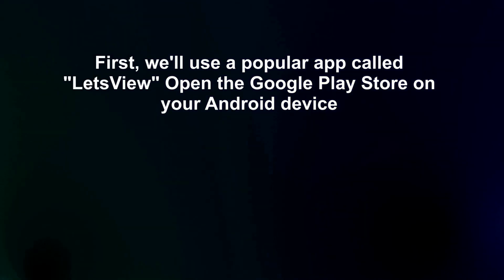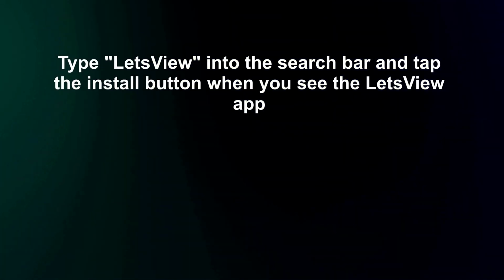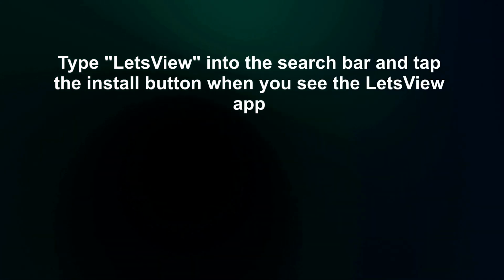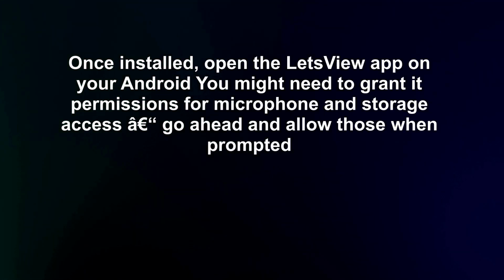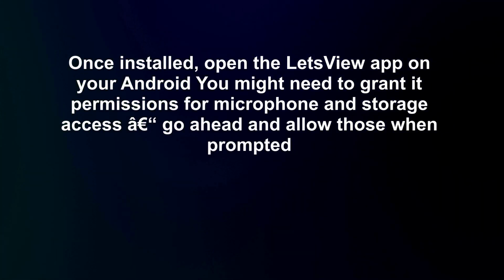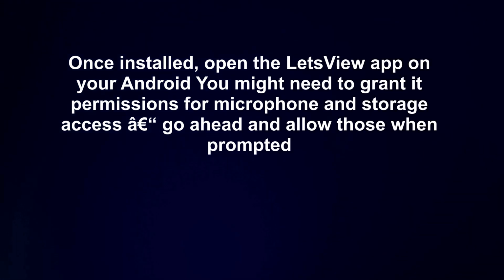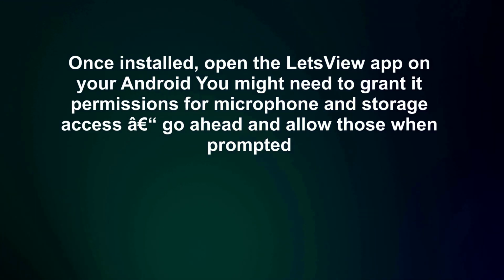Open the Google Play Store on your Android device. Type LetsView into the search bar and tap the install button when you see the LetsView app. Once installed, open the LetsView app on your Android. You might need to grant it permissions for microphone and storage access. Go ahead and allow those when prompted.